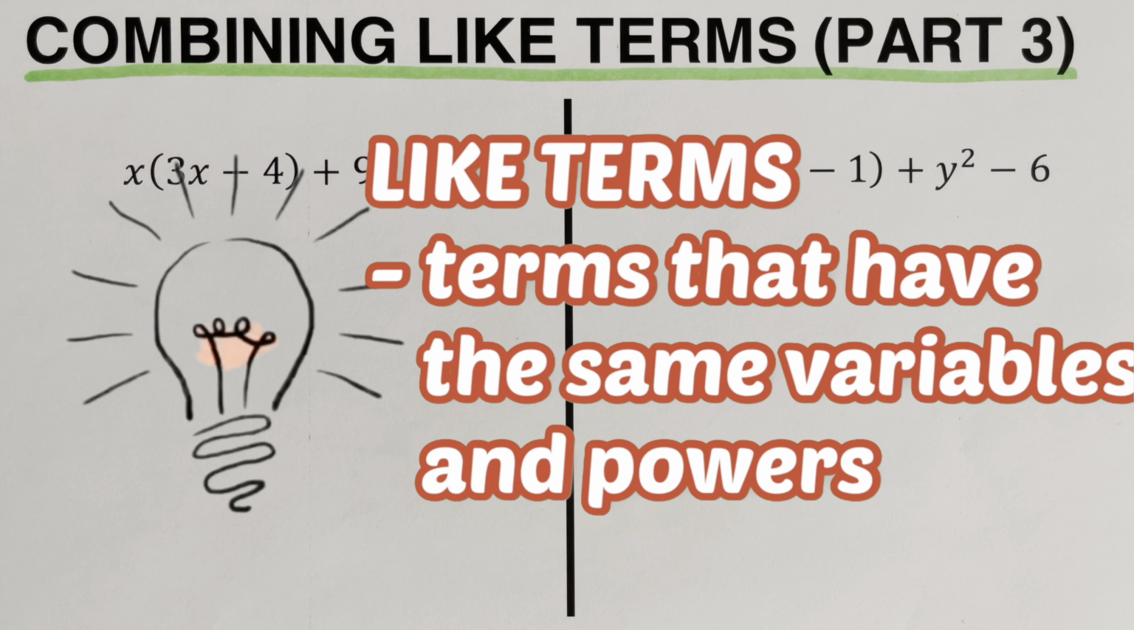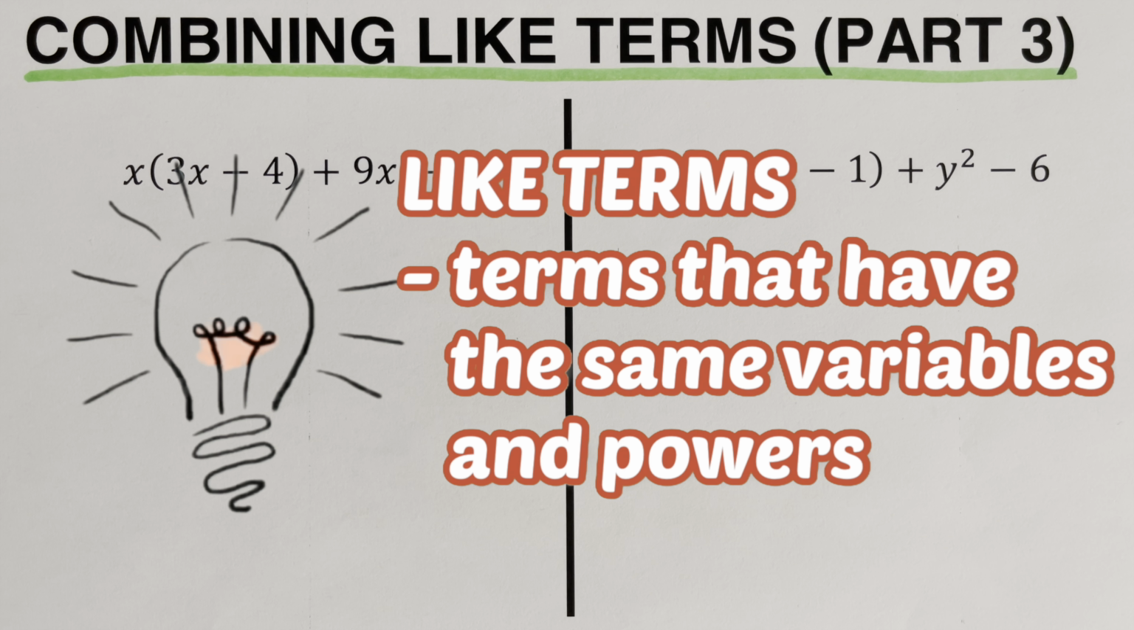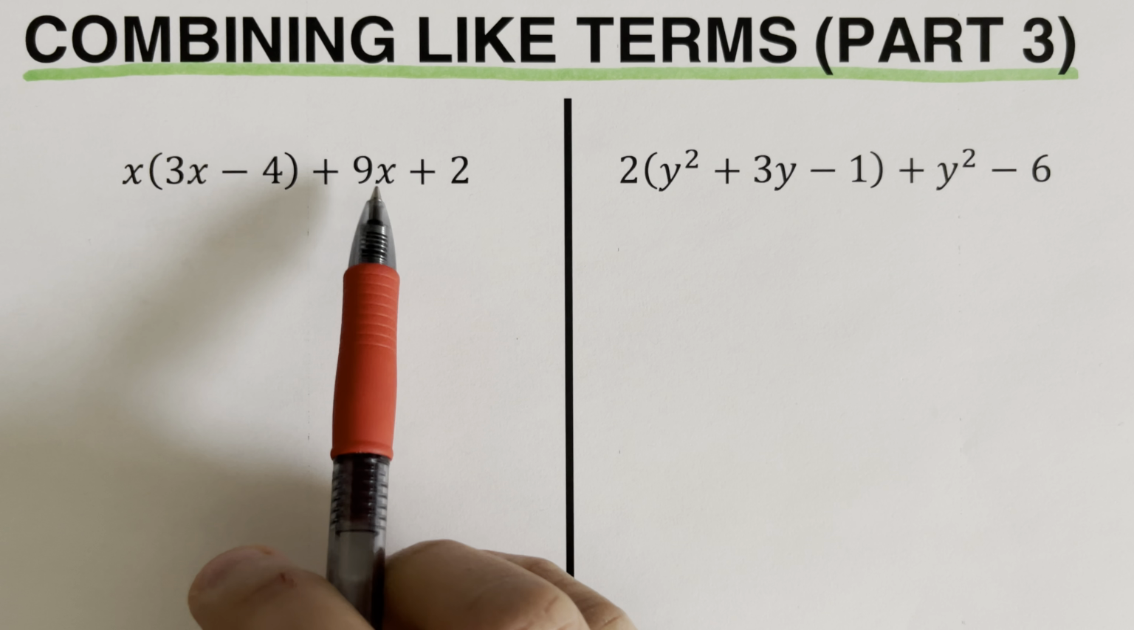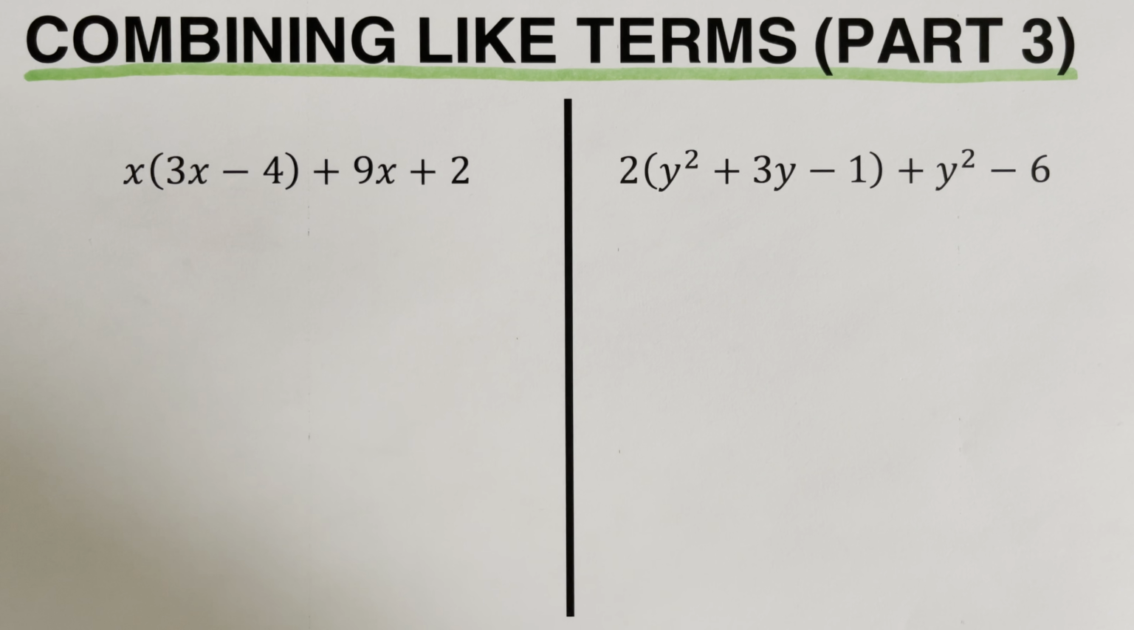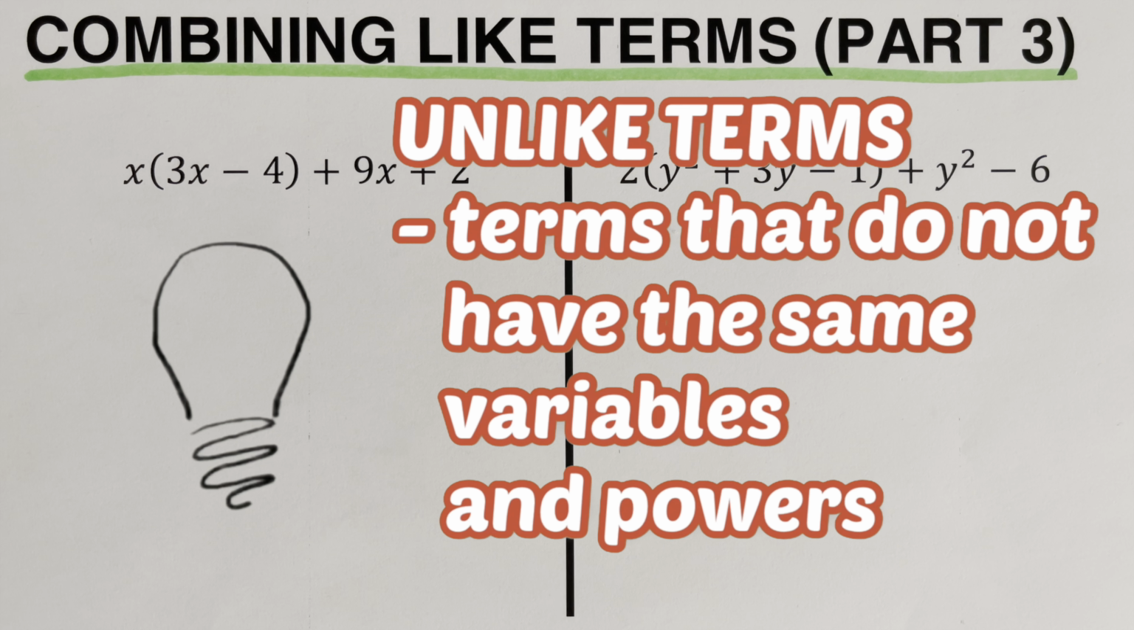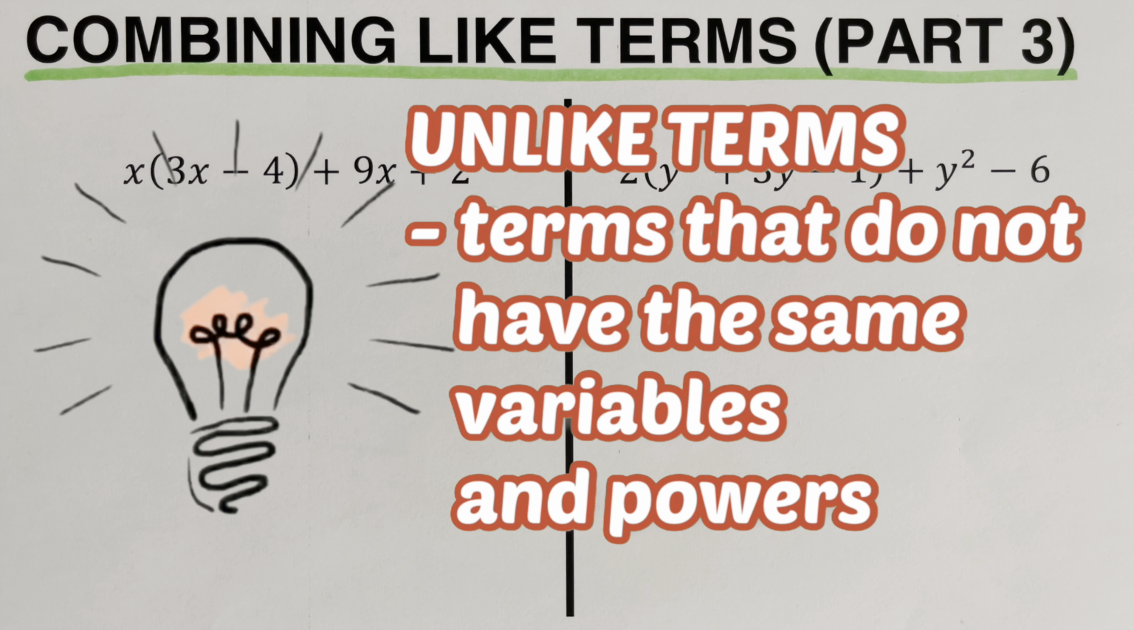Like terms are terms that have the same variables and power. Now, again, we remember that variables refer to the letters, and the power refers to its exponent. On the other hand, unlike terms are terms that do not have the same variables and power.